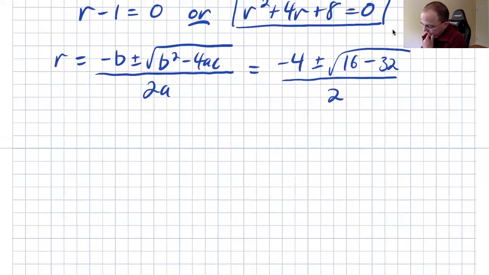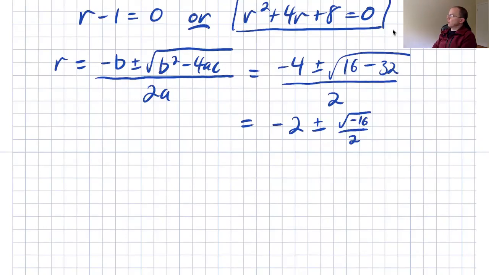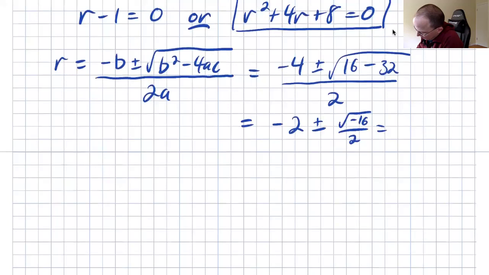So what do we get? Let's see. This will be minus 2, plus or minus the square root of negative 16, over 2. The square root of negative 16 is 4 times the square root of negative 1, which is i. So we'll get minus 2 plus or minus 4i over 2, which is 2i.